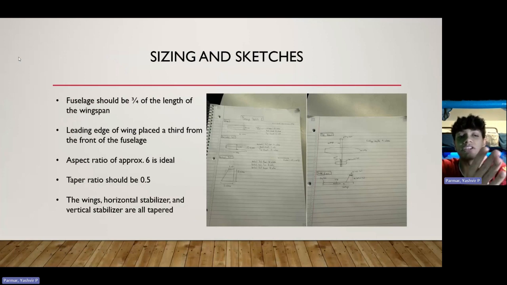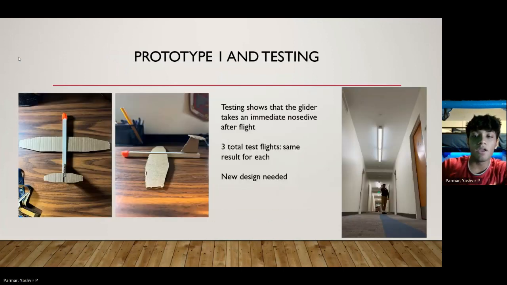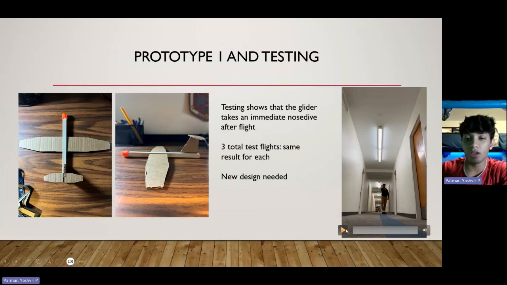The leading edge of the wing should be placed about a third from the front of the fuselage. An aspect ratio of approximately 6 is ideal, with a taper ratio of 0.5, which you can see here with the root chord being 1 inch and tip chord being 0.5 inches. And the wing, horizontal stabilizer, and vertical stabilizer are all tapered. Now you can see prototype 1 here.